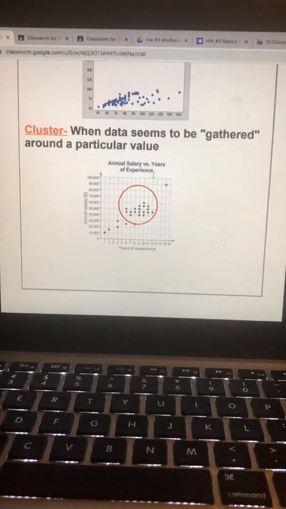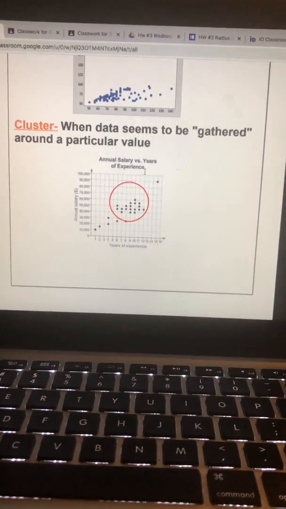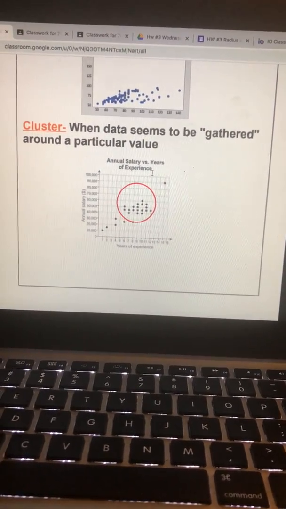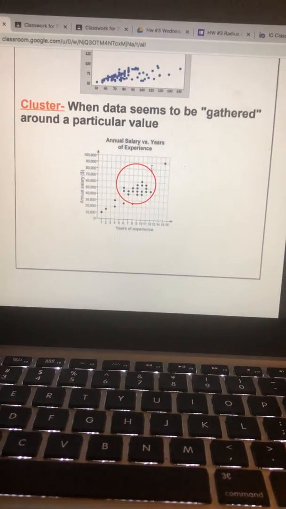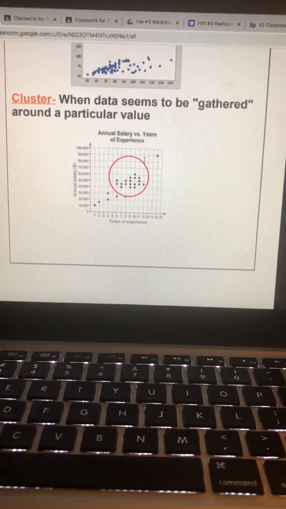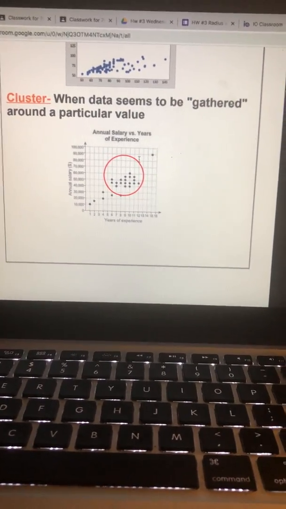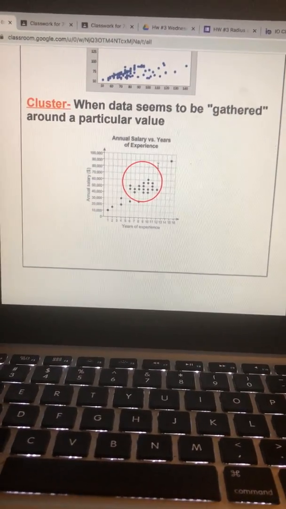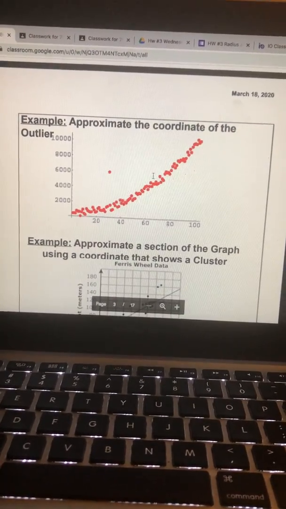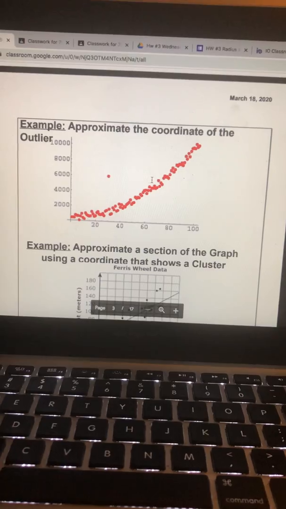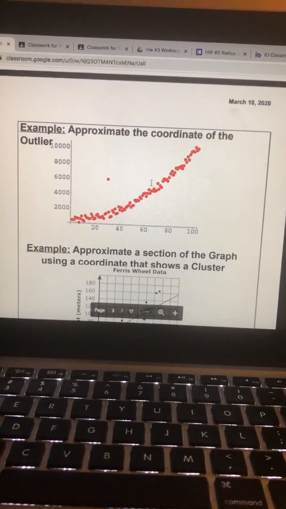The other vocabulary word is cluster. That's when data seems to be gathered around a particular value. There's an example provided. Cluster doesn't usually come up too often, but it's good to know the word, and we will practice some of that in today's lesson as well. Okay, so there's an example here, and it says to approximate the coordinate of the outlier.